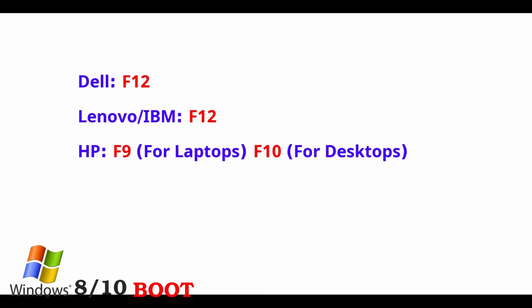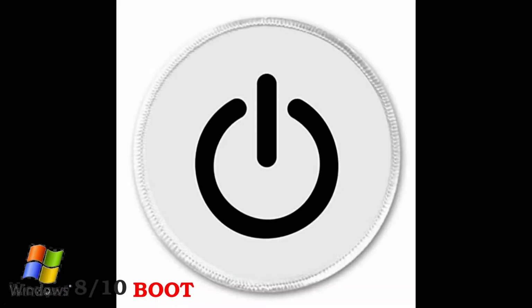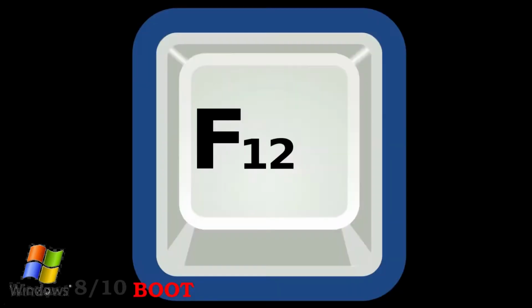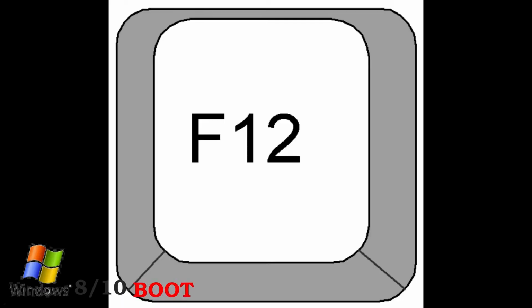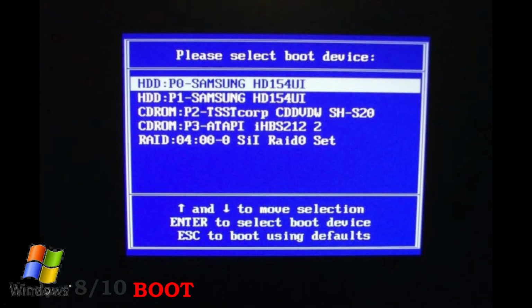Now turn the computer completely off. Once it shuts off, you are going to press the power button again to turn it back on. As soon as you press the power button, keep pressing the boot key over and over again. Do not stop pressing it until you see a screen that looks a little like this. From here you will choose your flash drive.